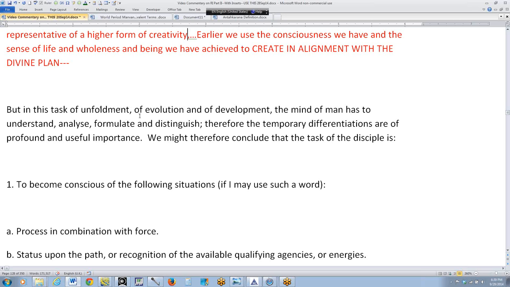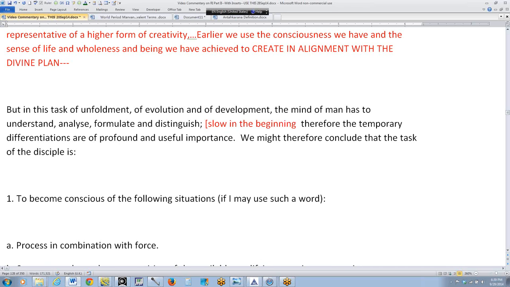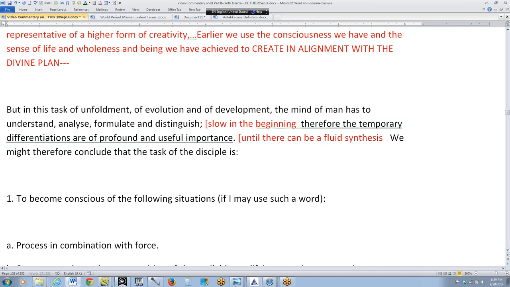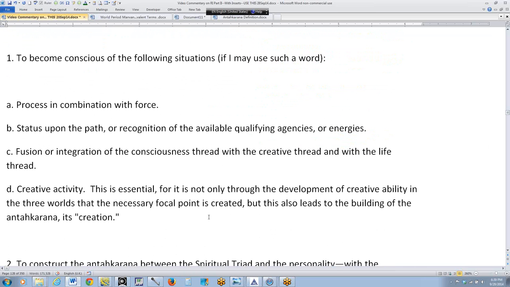But this task of unfoldment, of evolution, and of development, in this task, the mind of man has to understand, analyze, formulate, and distinguish. Okay, so that's why it's so slow in the beginning. Therefore, the temporary differentiations are of profound and useful importance until there can be a synthesis, a fluid synthesis. We might therefore conclude that the task of the disciple is, 1, to become conscious of the following situations, if I may use such a word.